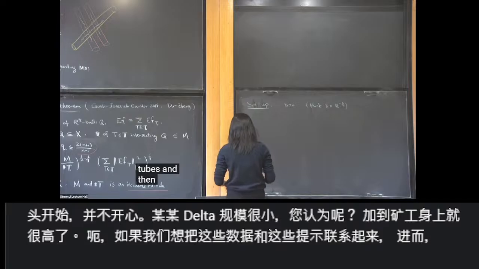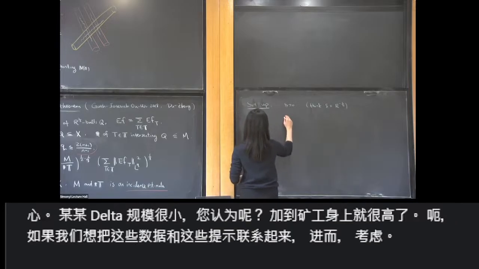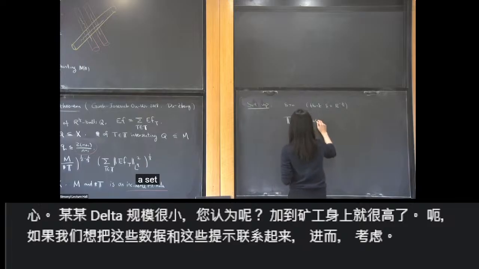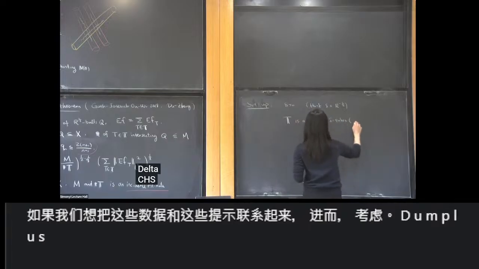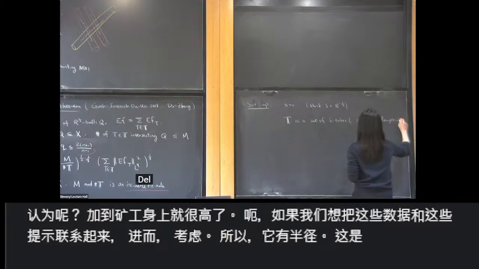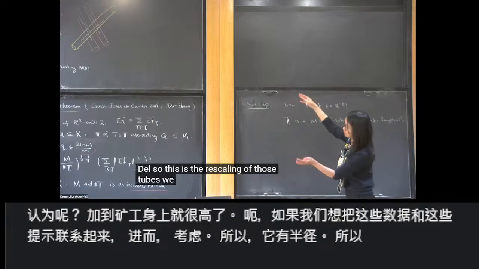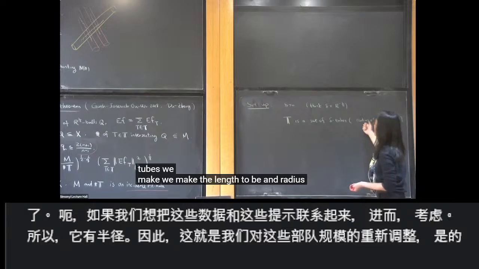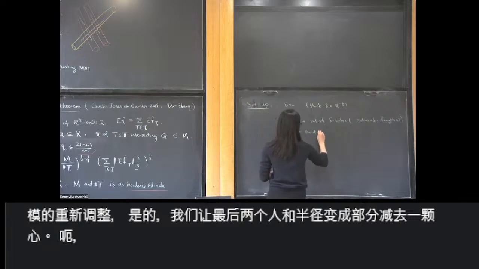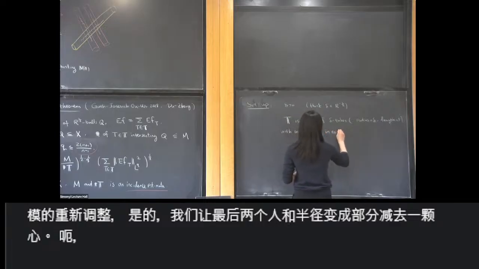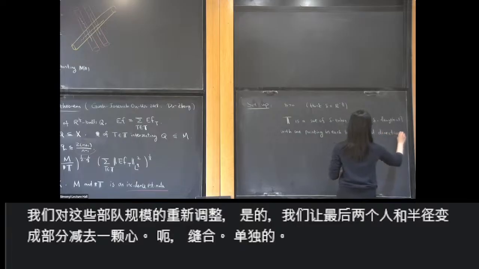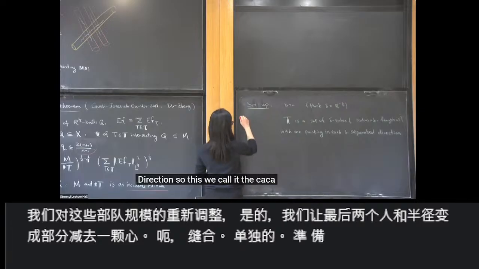consider T, a set of delta tubes. That has radius equal to delta and length equal to 1. So this is the rescaling of those tubes. We make the length 1 and the radius becomes R to the minus half. With one tube in each delta-separated direction. This, we call the Kakeya assumption.